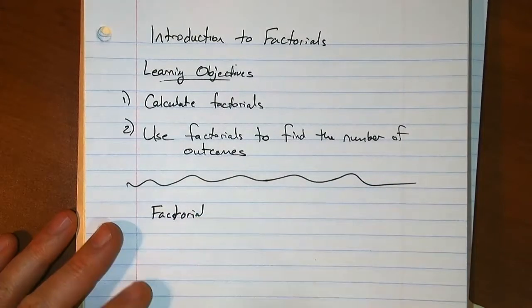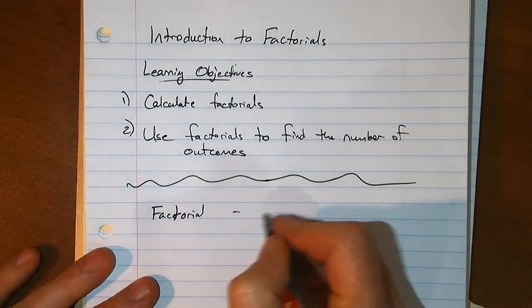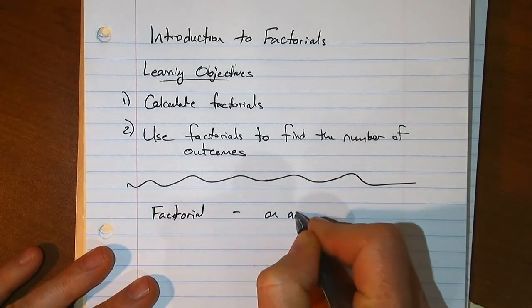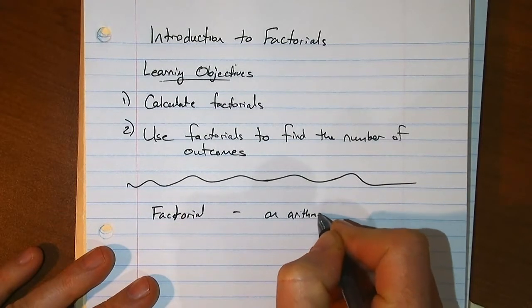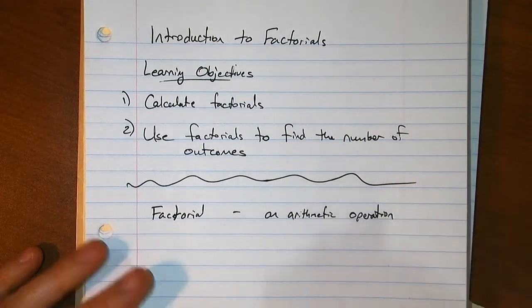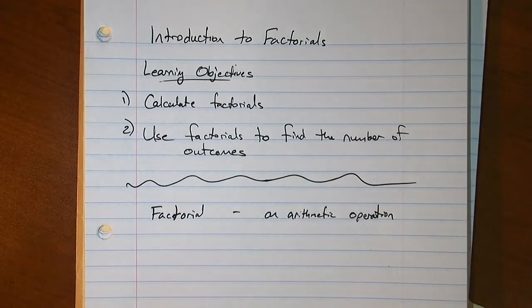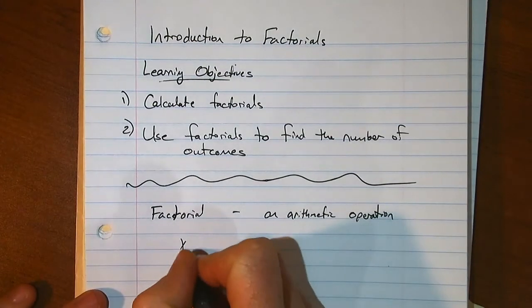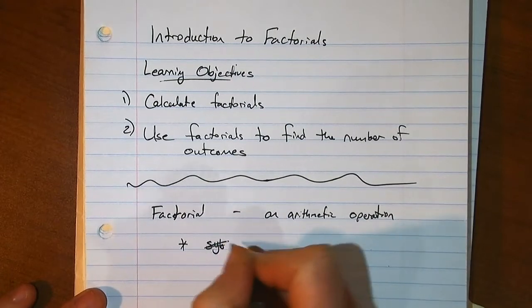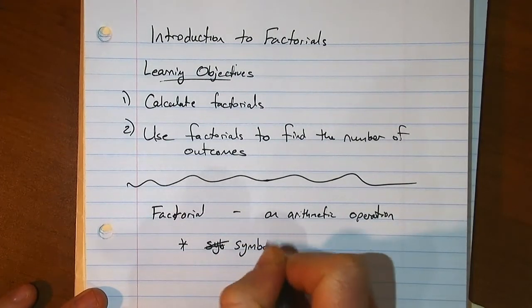What is a factorial? It is an arithmetic operation, just like addition or multiplication or squaring or square rooting. So that means we need to know a couple things about it. One thing we'll need to know is its symbol.